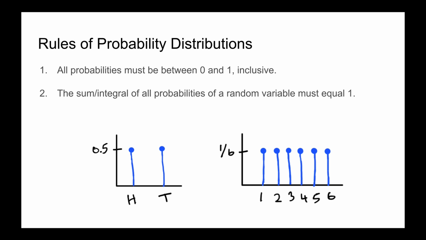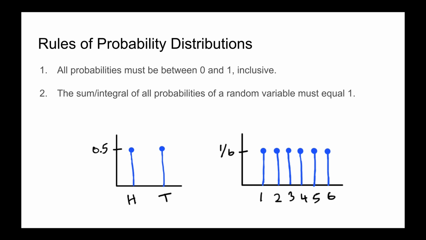The other thing is that the sum or the integral over the domain of the random variable, in other words, all the probabilities of a random variable, has to equal 1. If we're talking about discrete random variables, that's the sum. If we're talking about continuous random variables, that's the integral. But don't worry, we're not going to use any calculus. What I mean by that is we look at the possible outcomes of heads and tails. If we sum them up, we should get 1.